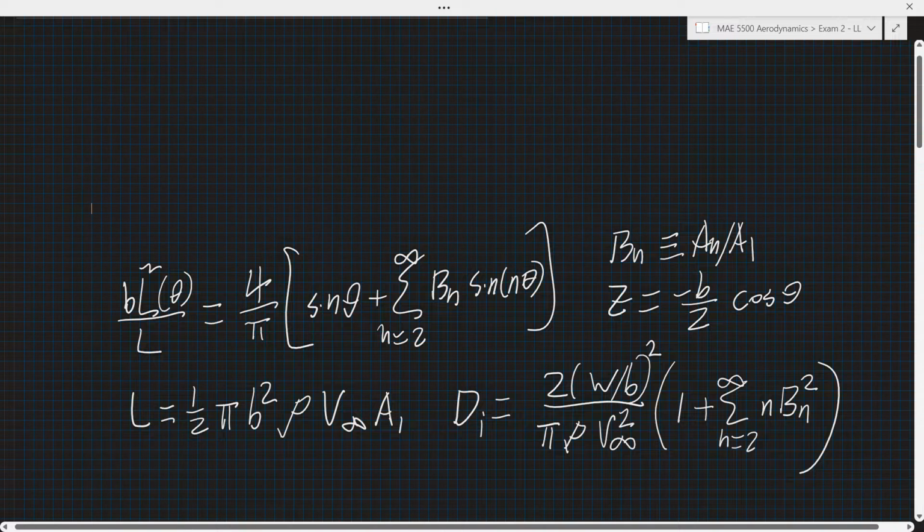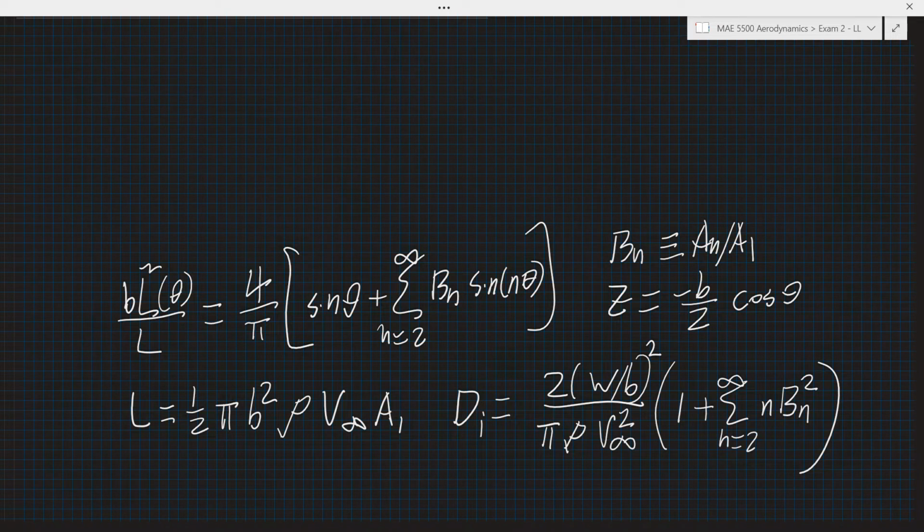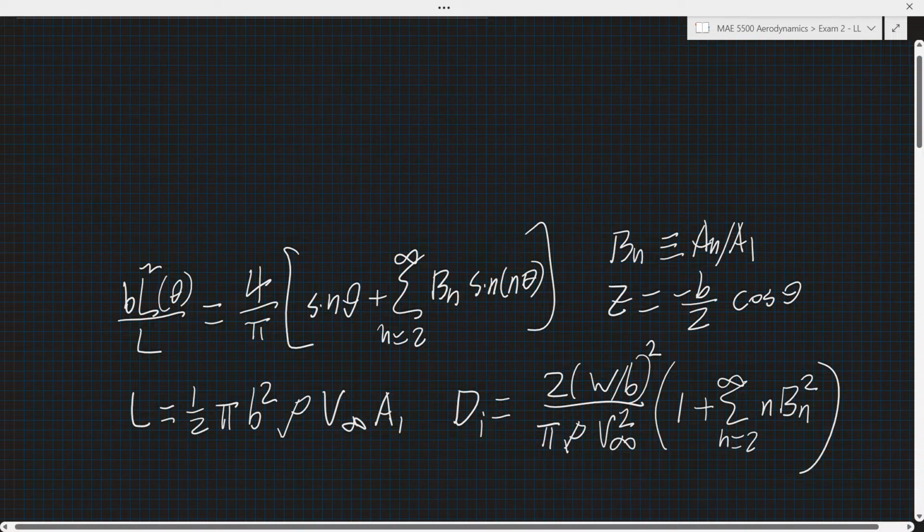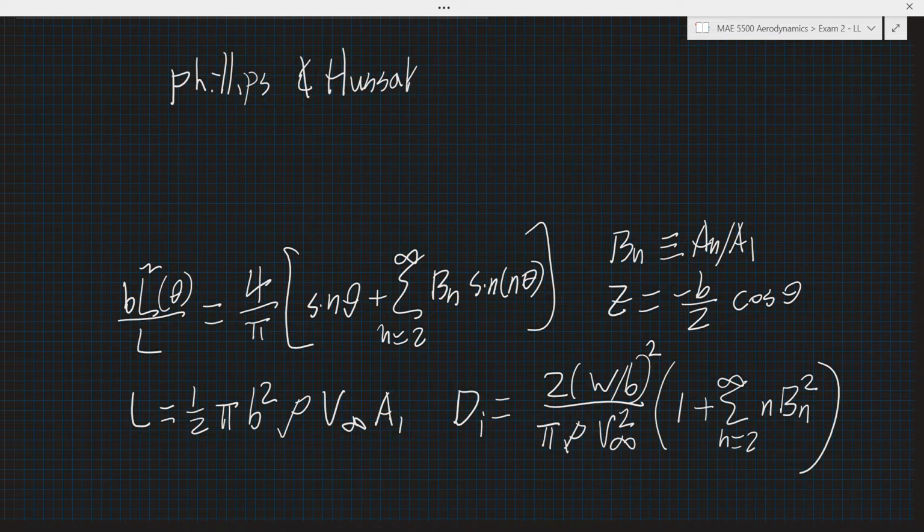Alrighty, so now we're going to talk about this twist distribution that we can use to create this Prandtl bell-shaped lift distribution. In 2019, Phillips and Hunsaker published a paper looking at this Prandtl bell-shaped lift distribution and how we would develop the twist distribution to be able to produce that bell-shaped lift distribution.